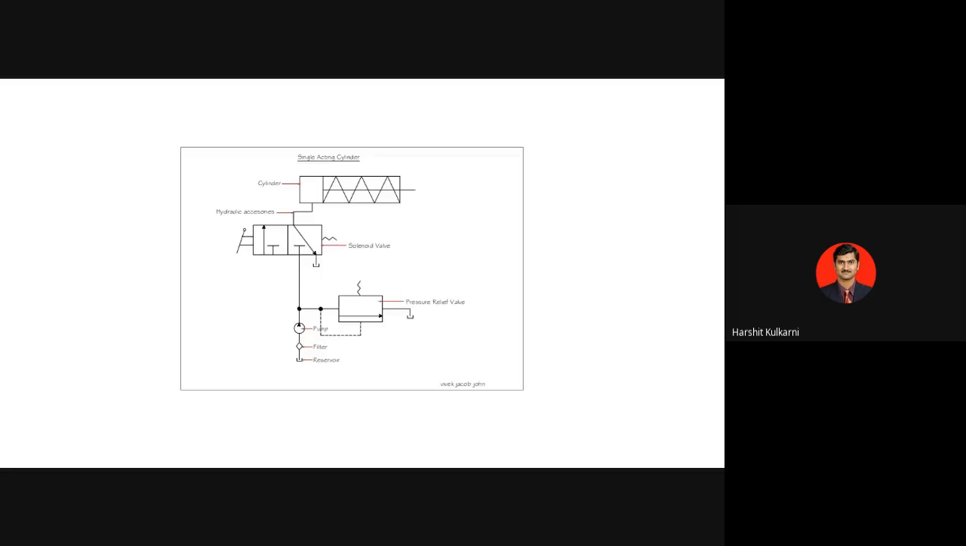So let me go back to this single acting cylinder and once again explain how I decided the name of the DCV. See, first thing you say 4 by 3 or 3 by 2 or 5 by 2 or 2 by 2 and so on, correct? How many ports are there in this? Port 1, port 2, port 3. So you name it as 3. Then how many envelopes are there? Means how many positions that DCV can take. One position is this, that is extension, and one position is this, that is retraction. So 2. So that is why it became 3 by 2.